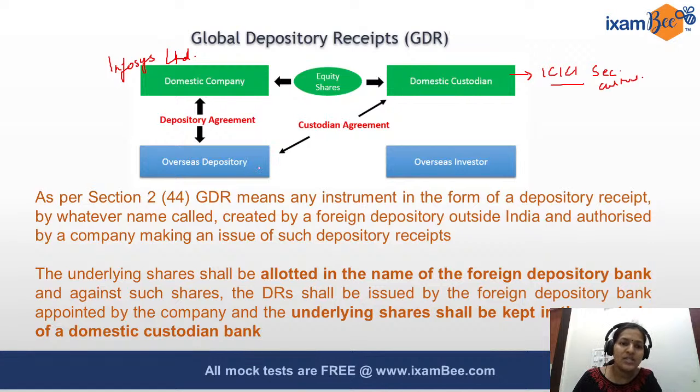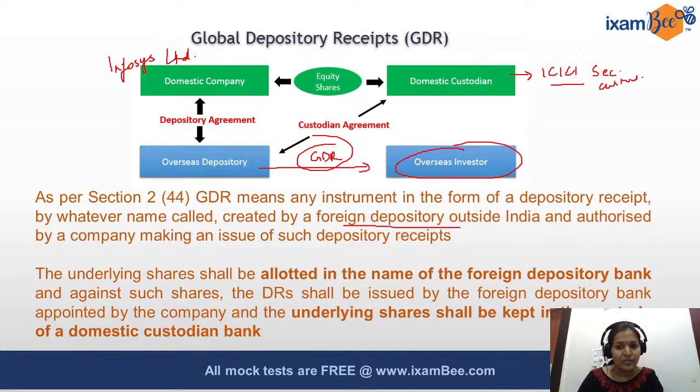Then this overseas depository will create the GDR against these shares and issue them to the foreign investors. So GDR is basically an instrument created by the foreign depository outside India. The underlying shares, as I told you, are allotted in the name of the foreign depository, and they are kept in custody in a domestic custodian bank.